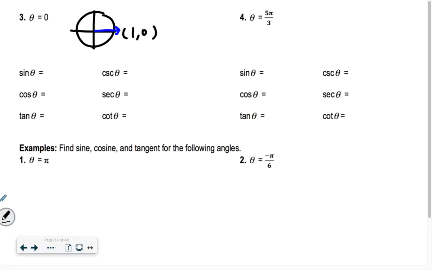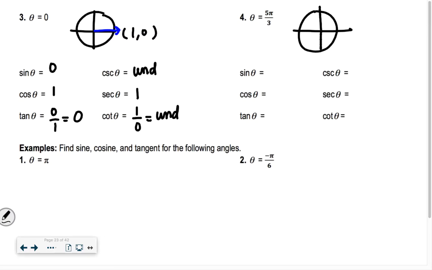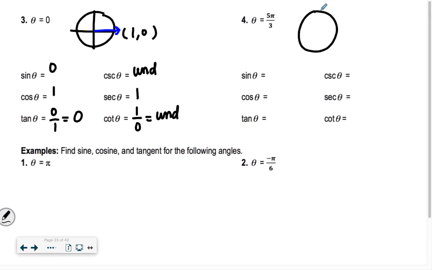All right, so sine, did you guys get 0? Cosine is 1. Tangent is 0 over 1, which is 0. That one works. But on the reciprocals, 1 over 0, undefined. 1 over 1 is 1. 1 over 0 is also undefined, right? So some of those are undefined. 5 pi over 3. Think about where that is on the unit circle. It's almost a 2 pi.